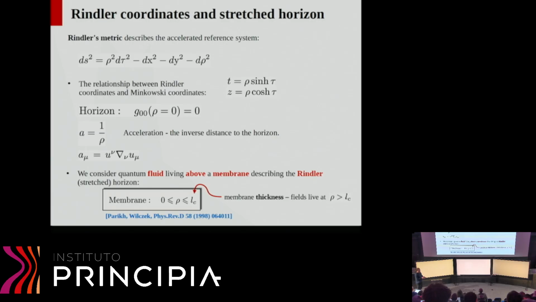And the area between these two horizons, true and stretched, can be called the membrane. Actually, it can be shown that it has hydrodynamic properties. But for us, it is just important that we will consider quantum fields which live above the stretched horizon, which is located here. So L_c can be called the membrane thickness.